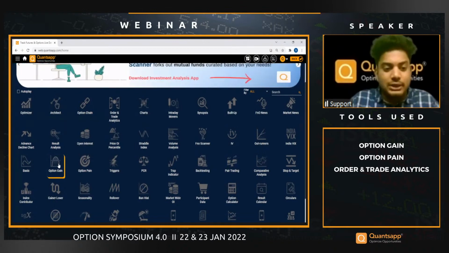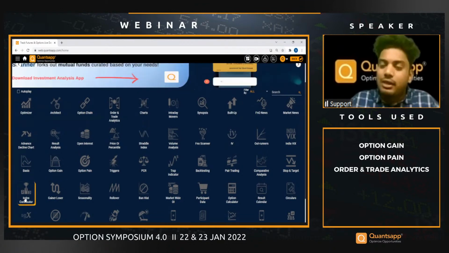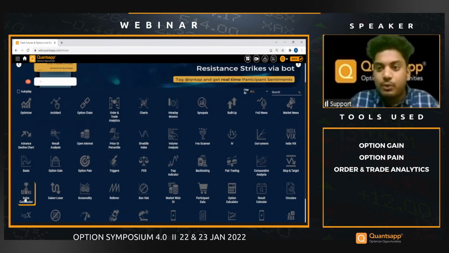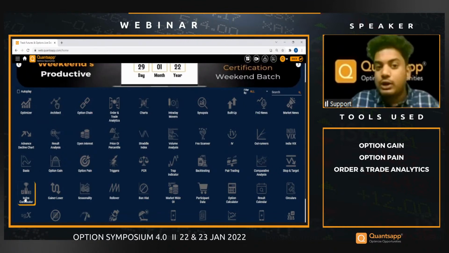And last but not the least, we will also have a look at the index contributors, so that it gives us a bias on which scripts, which components in the Bank Nifty, the banking index, are contributing towards the banking index specifically.